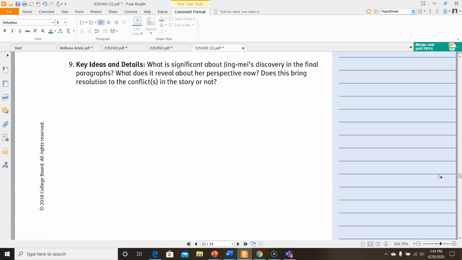For number 9, it says, what is significant about Jing Mei's discovery in the final paragraphs? What does it reveal about her perspective now? Does this bring resolution to the conflicts in her story or not? So you're being asked 3 different things. 1, what is significant about her discovery in the final paragraph? So why is her final discovery important? 2, what does this discovery reveal about the way she now sees things? And then 3, does this solve the problem in the story or no?